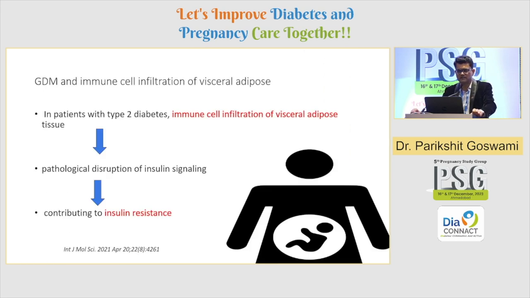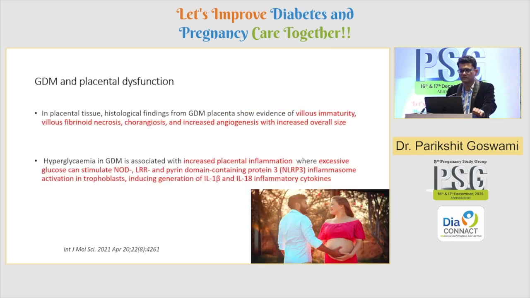In patients with type 2 diabetes, there is immune cell infiltration of visceral adipose tissue, and a pathological disruption of insulin signaling that contributes to insulin resistance. At the site of the placenta, the GDM placenta shows villus immaturity, villus fibrinoid necrosis, chorangiosis, and increased angiogenesis with increased overall size. These are the difficult words of immunology, and it was really hard for me to understand all the things.